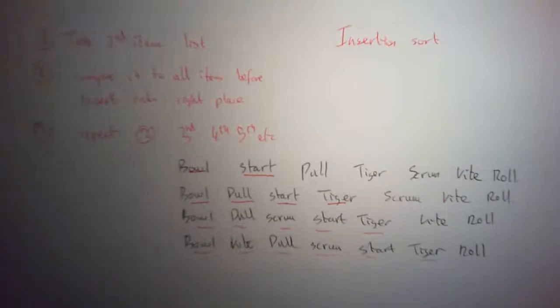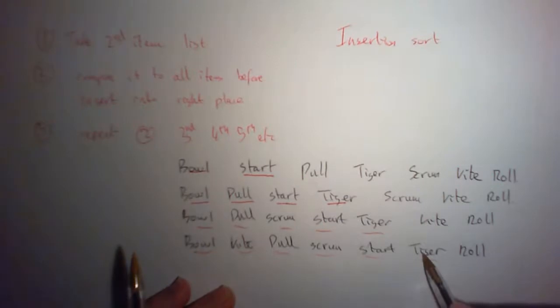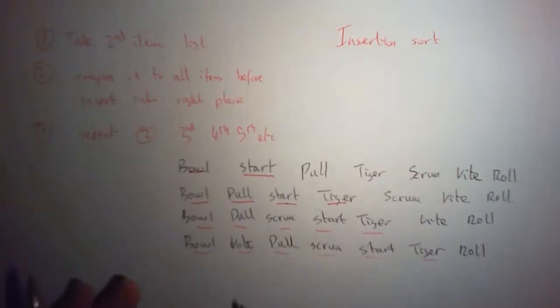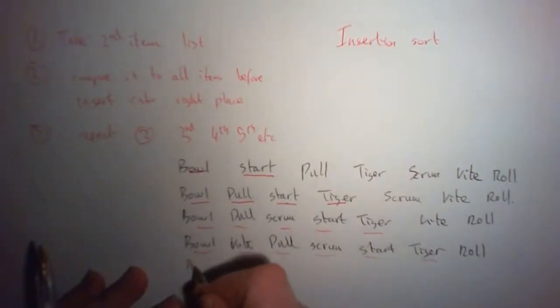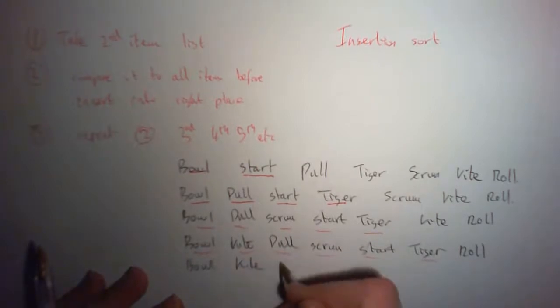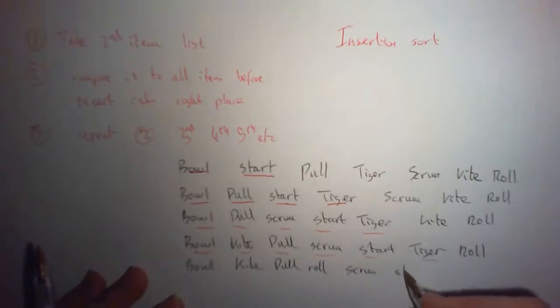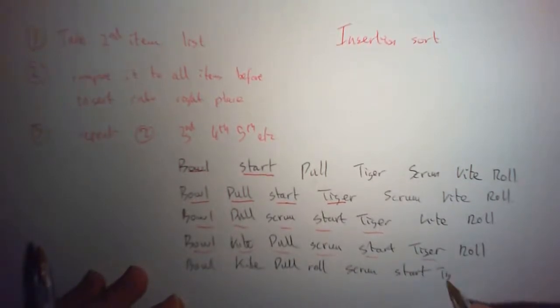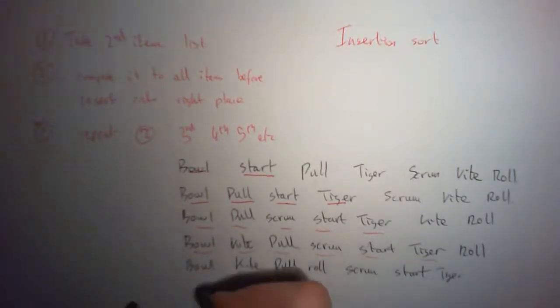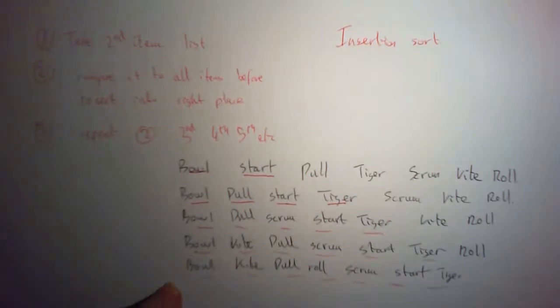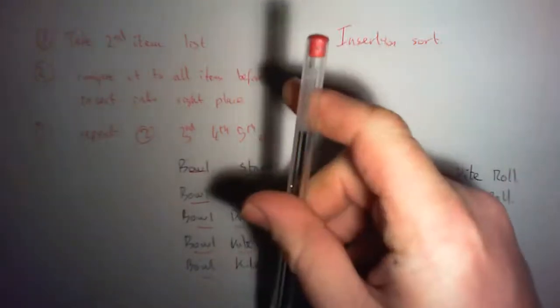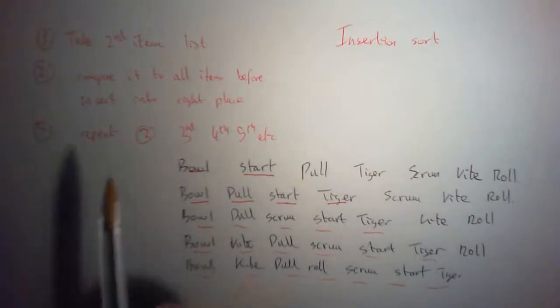And finally, we check roll. Roll is definitely before tiger. So we're inserting it between pull and scrum. So bowl, kite, pull, roll, scrum, star, tiger. And there you have it. You've inserted it.